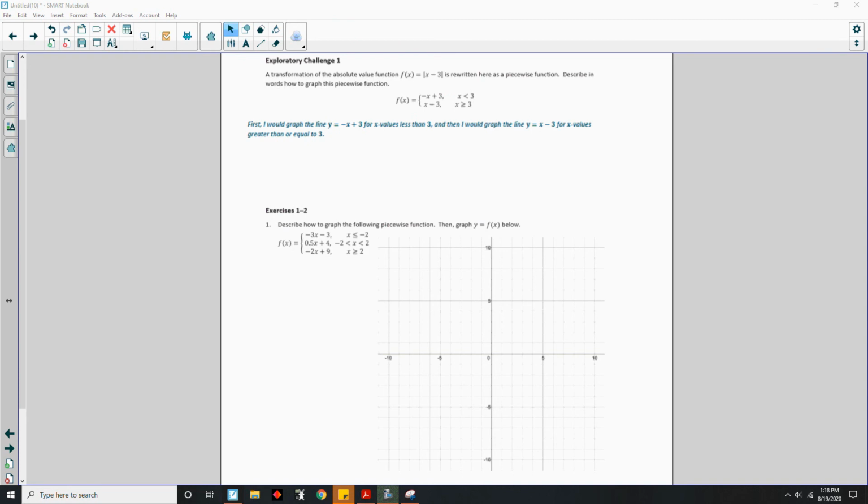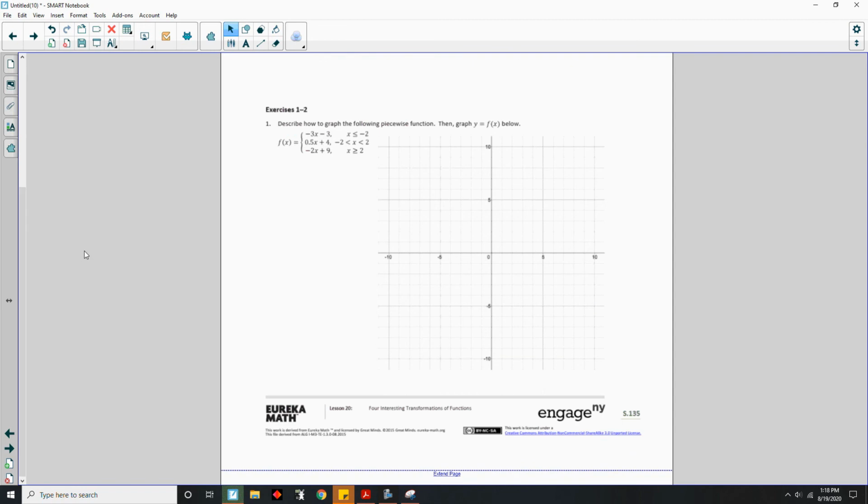Okay, so in words, you could say, first, I would graph the line y equals negative x plus 3 for x values less than 3, and then I would graph the line y equals x minus 3 for x values greater than or equal to 3. Exercise 1 and 2. So this is an exercise, so pause the video, see if you can do it, and then come back and see how you did.